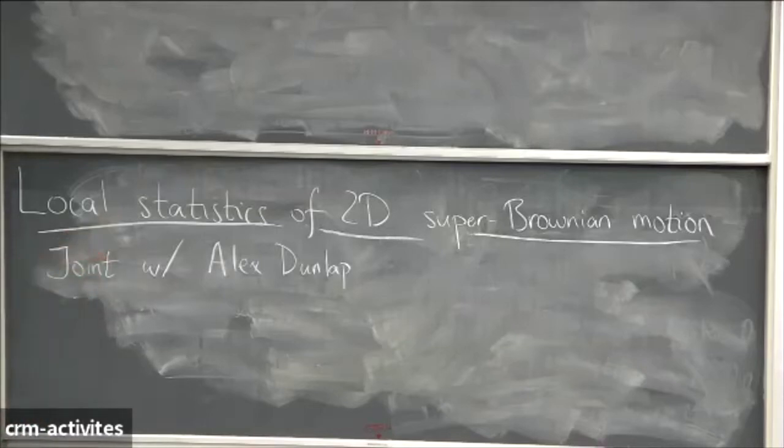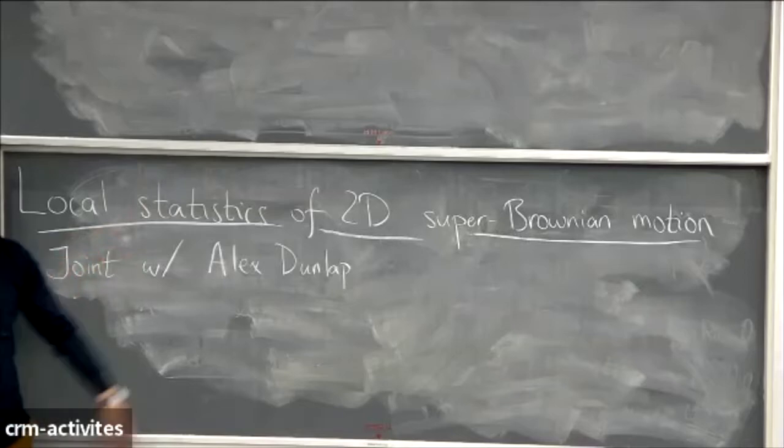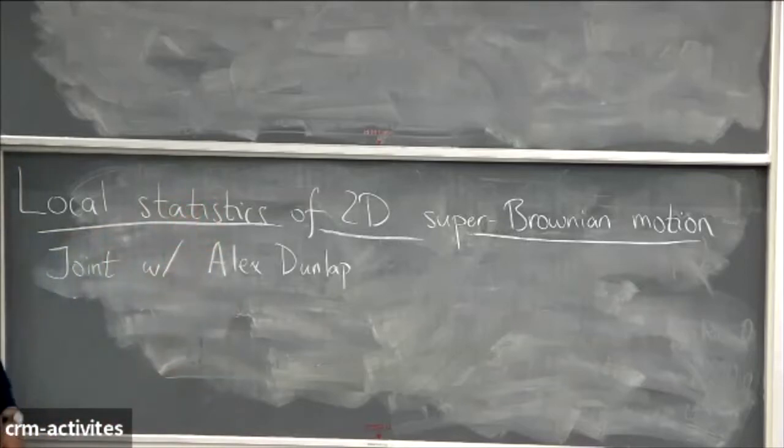I'll start off with a little bit of an introduction to super-Brownian motion. I think not everyone here is terribly familiar with it. And that introduction will be agnostic to the dimension. And then in the course of the lecture, we'll see why 2 dimensions is a particularly interesting case, and we'll dive into the local statistics.